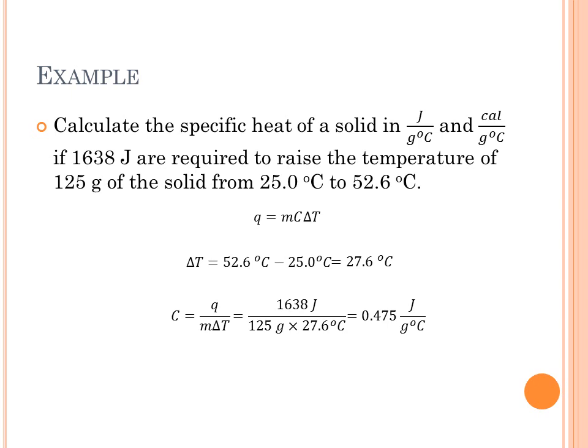That's the answer in joules. We'll need to convert to calories. We can do that two different ways. We can convert the energy we're given to calories and then rework the problem, or we can just convert the answer. It doesn't matter which. I've in this case chosen to just convert the answer. Since the only unit different is the energy, we can just do a simple energy conversion. 0.475 joules per gram degree Celsius times 1 calorie per 4.184 joules. And that's going to give me 0.113 calories per gram degree Celsius.